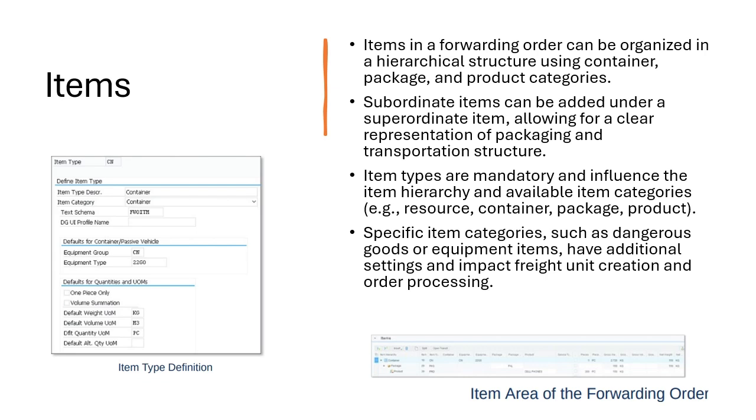And this image actually shows how the item type area within a forwarding order where users can input information about the items being transported. So items can be organized in hierarchies such as containers holding packages or products. So the hierarchy structure ensures that all the items are properly accounted for and packed accordingly to the defined shipping time. So the item type field is mandatory and ensures consistency in tracking throughout the transportation process.